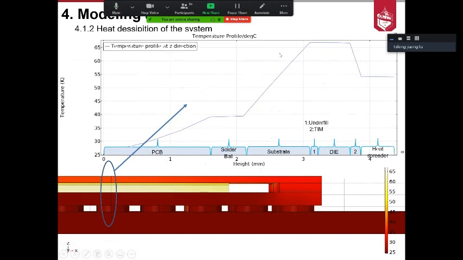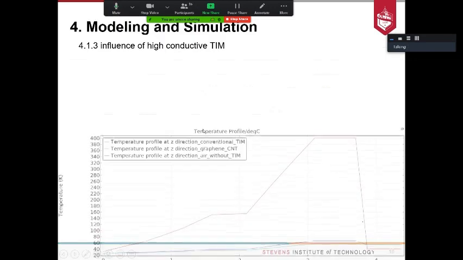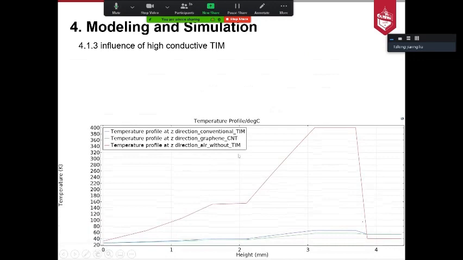So with this in mind, we will show a comparison of the different scenarios. So here is a comparison of 3 scenarios. The first is the conventional TIM, which is the polymer-based TIM, and the second is the green line, which is the graphene and the carbon nanotube, which is built on 2D materials, and the third one is the air without any TIM.